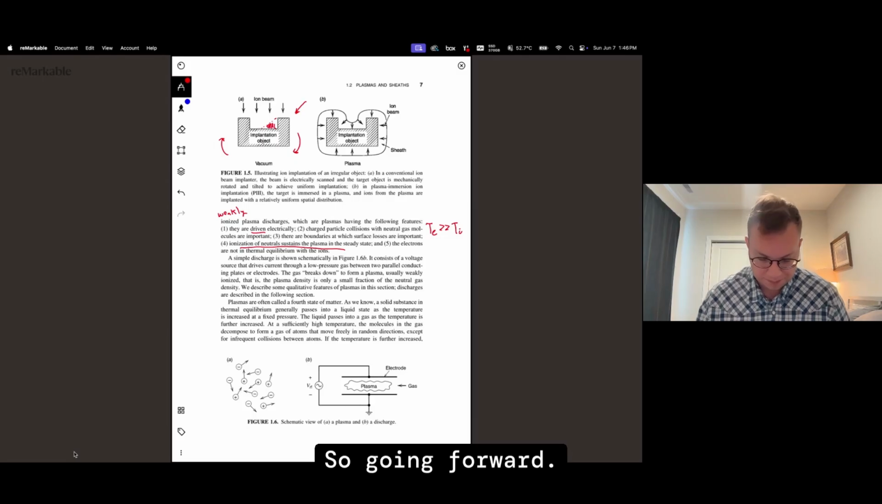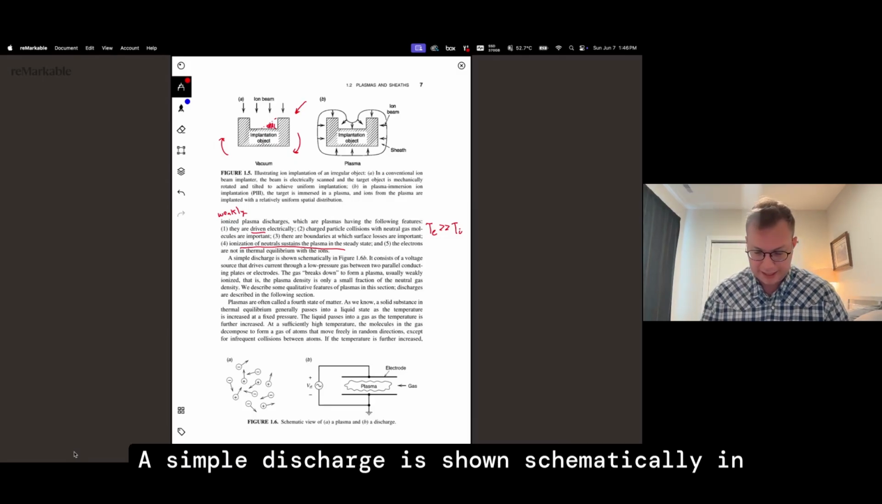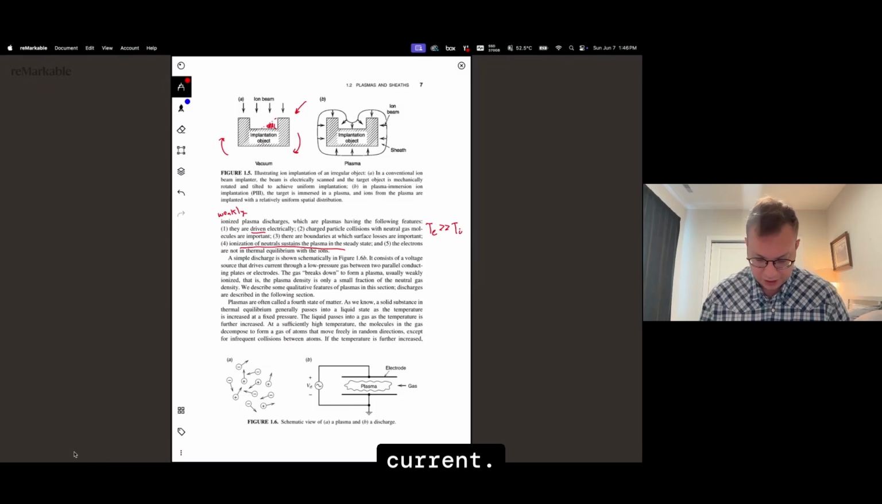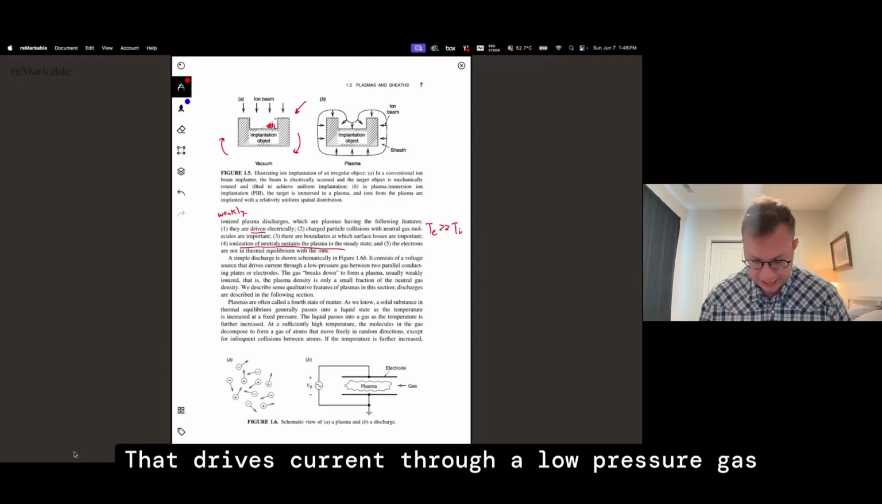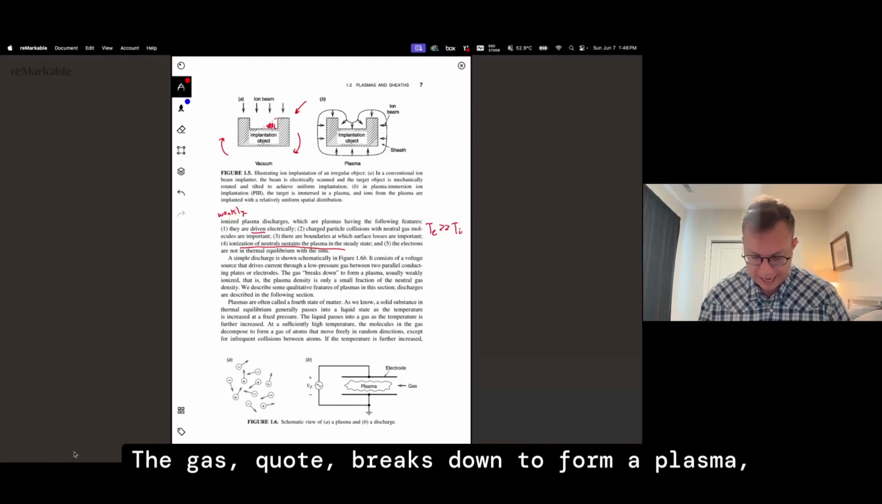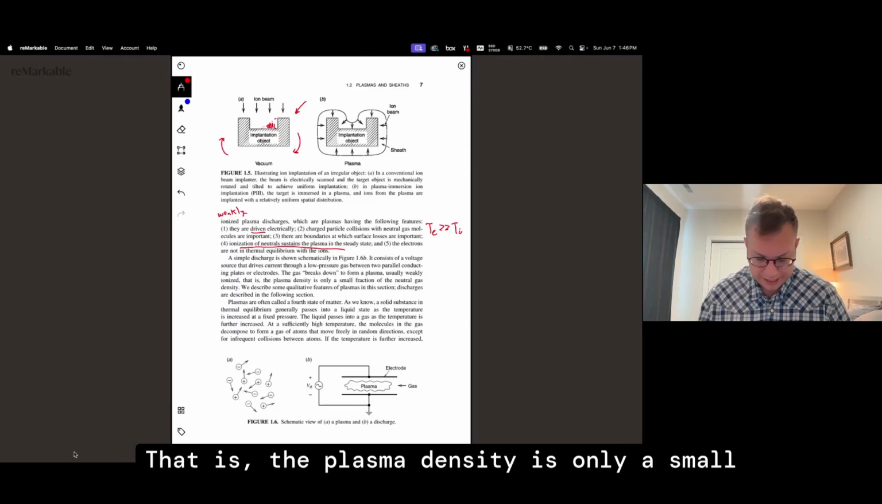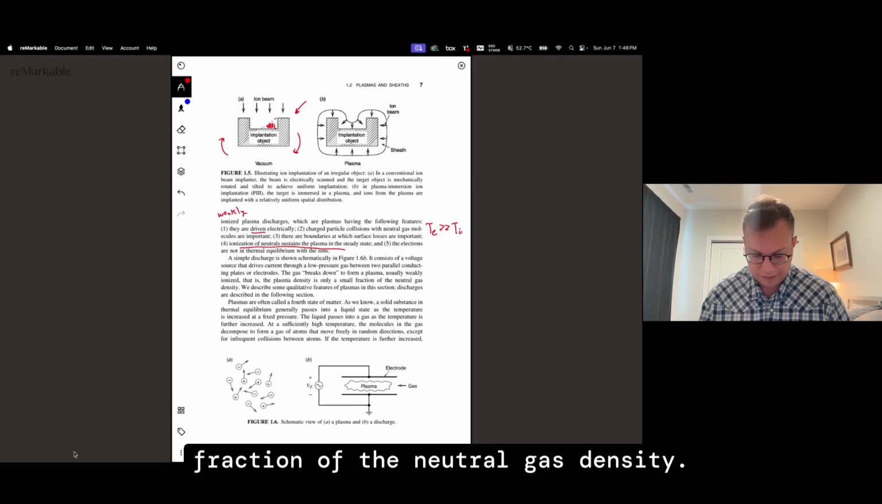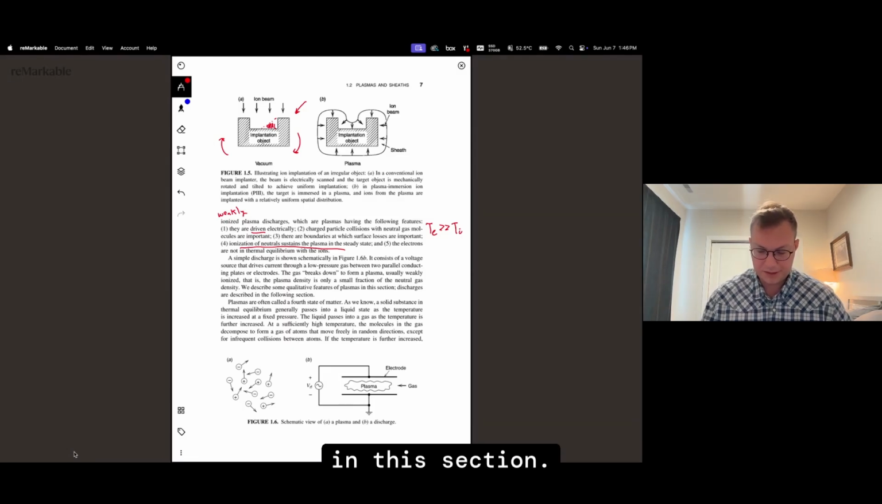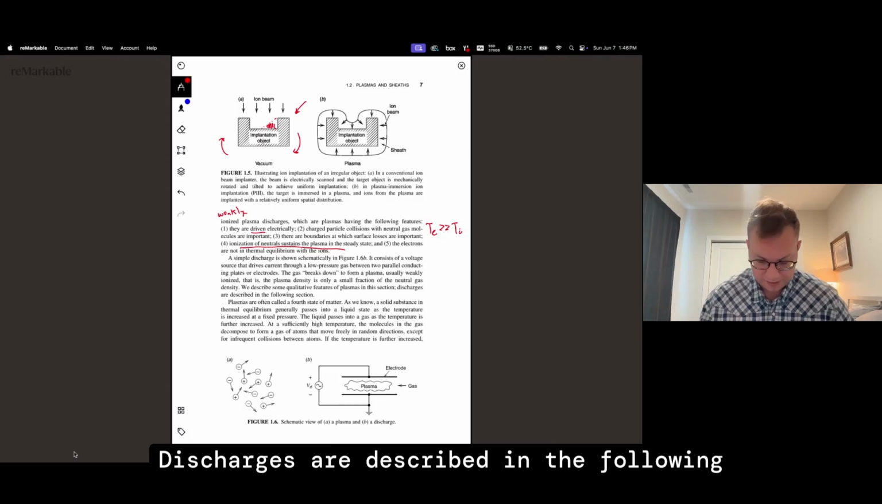So, a simple discharge is shown schematically in figure 1.6b. It consists of a voltage source that drives current through a low pressure gas between 2 parallel conducting plates, or electrodes. The gas, quote, breaks down to form a plasma, usually weakly ionized. That is, the plasma density is only a small fraction of the neutral gas density. We describe some qualitative features of plasmas in this section. Discharges are described in the following section.